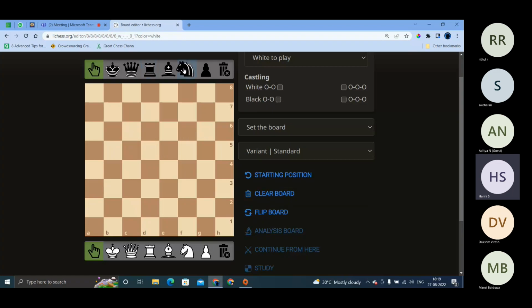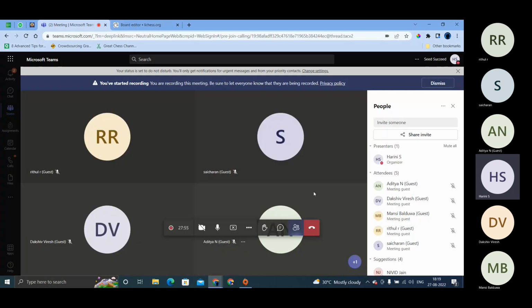Now there is a knight here, this knight. We will do it move by move, each one of you will answer, but this knight has to go here. From h1 it has to go here. So we will start one by one.